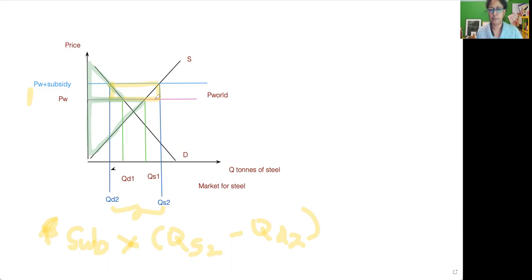And now, after, let's try to get another color that's kind of distinctive. After the subsidy, the consumer surplus, everything below the demand curve, but above PW plus the subsidy, that's the new price that the buyers pay. It's also the new price that sellers receive. So sellers receive PW plus the subsidy, and their producer surplus is everything beyond their cost, which is given by the supply curve.